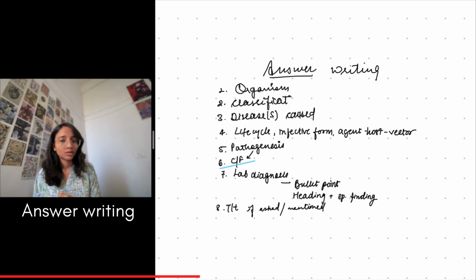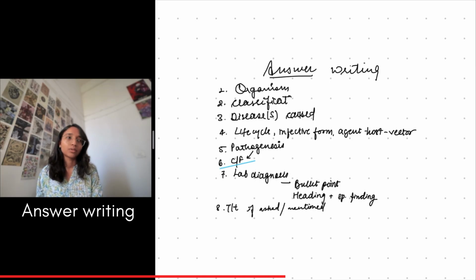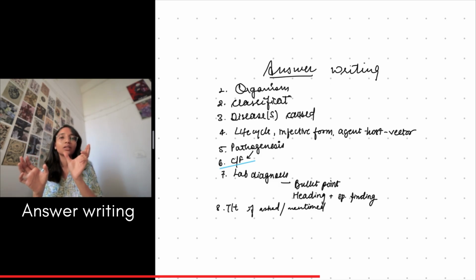Then you'll write the pathogenesis of the disease with its clinical feature and the lab diagnosis. Lab diagnosis needs to be on a bullet point, heading, subheading, specific finding basis. Don't just write, we will do this thing. Write, we will do this test, in which this specific finding is present. This is how you lose marks. You just write, okay, we'll do ELISA. What will you find in ELISA? You'll find a specific antigen positive. Write the name of that specific antigen and tell them this will be positive in ELISA. This is how you write the answers and get good marks.